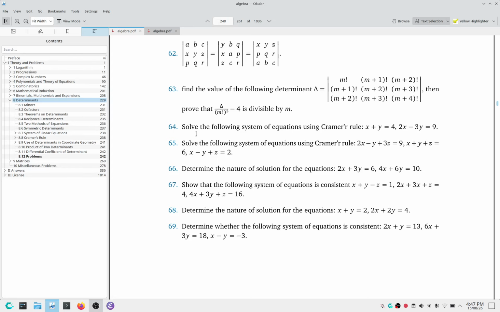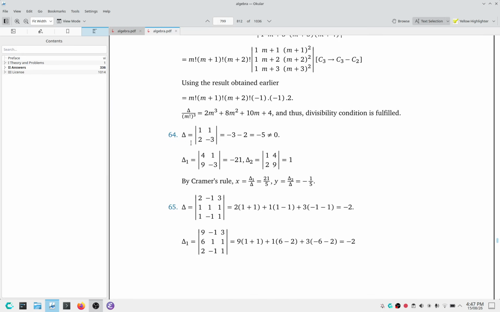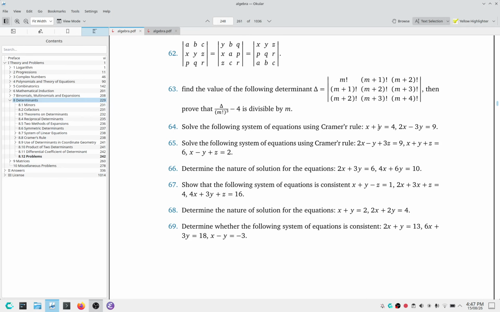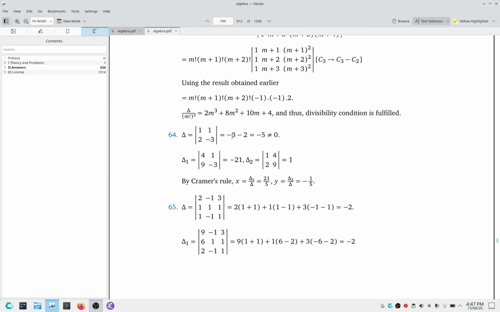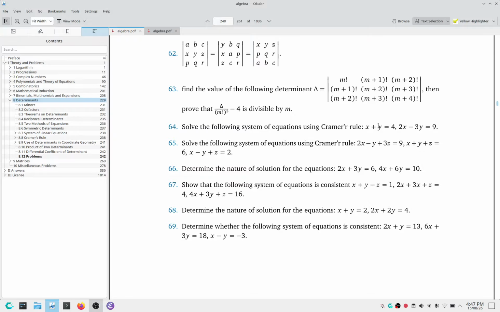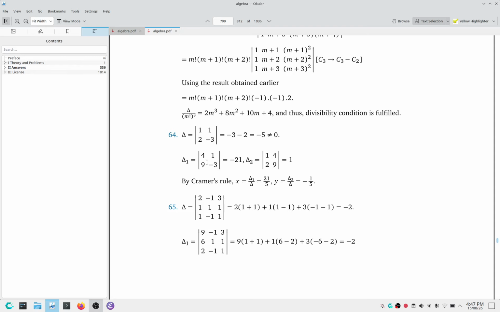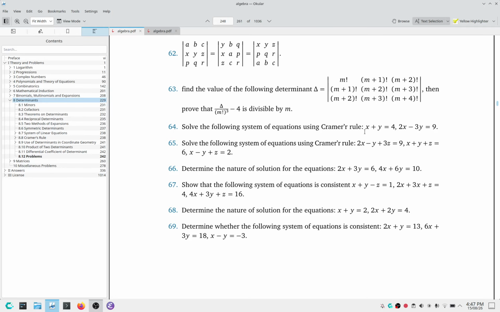Question 64 is we have to solve a system of equations using Cramer's rule. The system of equations is x plus y is equal to 4, x minus 3y is equal to 9. So our delta is equal to 1, 1 for x, y and then 1, minus 3, that is minus 4 upon evaluation. And delta 1 is, that is, we ignore the coefficient of x and take the coefficient of y. Oh, sorry, delta 1 we ignore x, we take y.